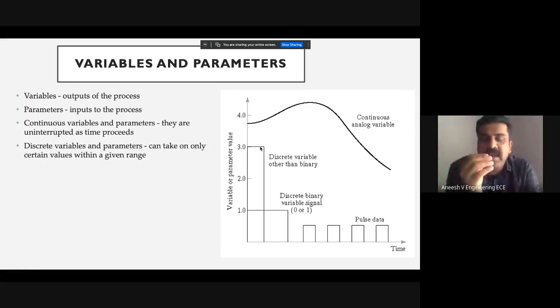Then the output of a process and input of a process: if we are using a control structure, we need to take a process. For that particular process, we need to give certain input and we need to take certain outputs. So the input to the process is known as parameters and the output of the process is known as variables. Further in the discussion, we will not take the variable as the input of the process; we will take it as parameters and variables.